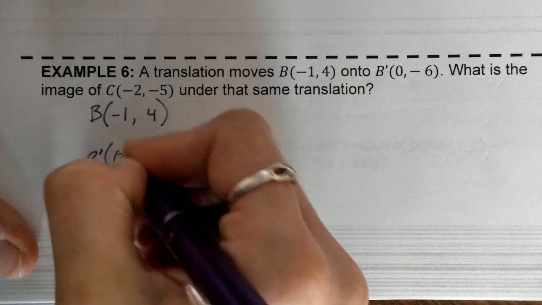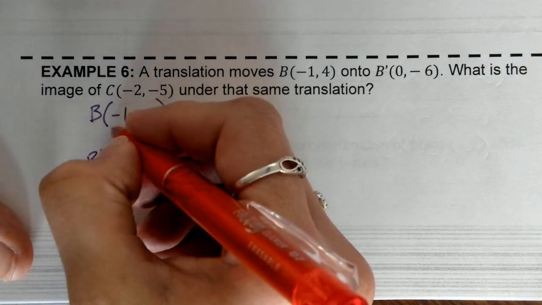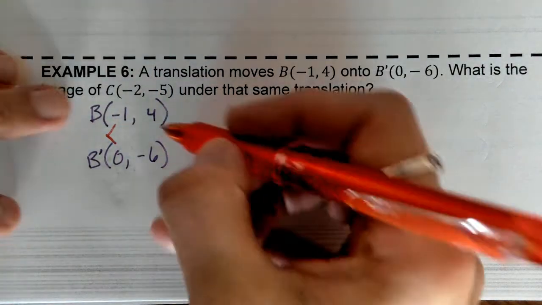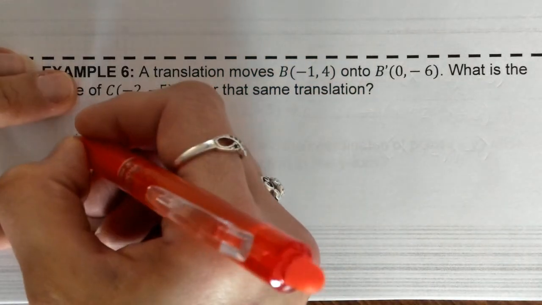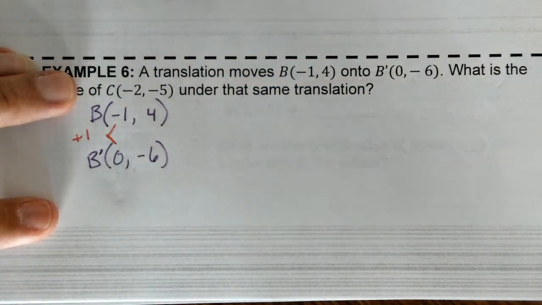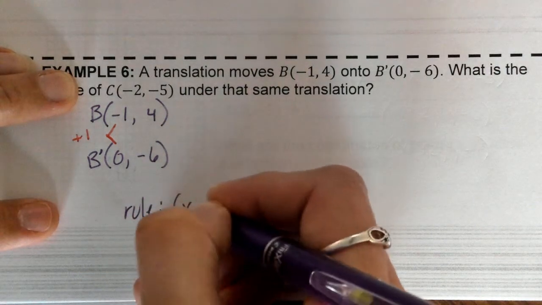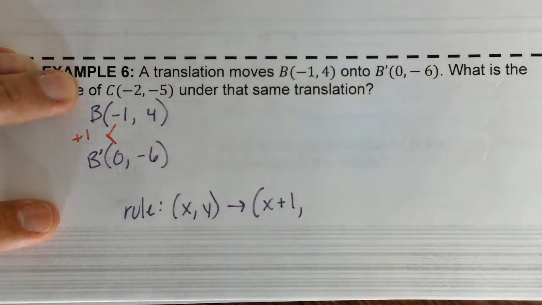Prime, we're at 0, -6. So you have to ask yourself, okay, X coordinate. When we went from B to B prime, how did I get from -1 to 0? And we answer that saying we have to add 1. So we know that in our rule, we're going to take X and we're going to add 1.